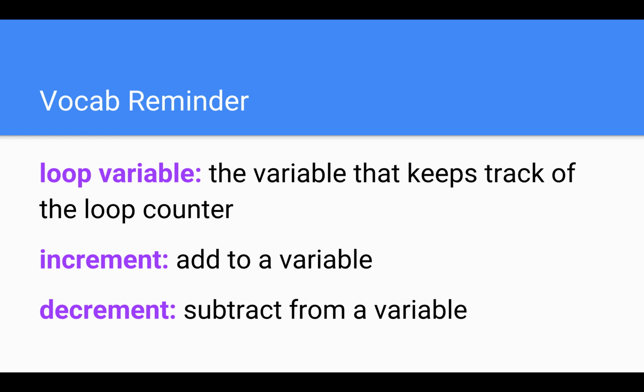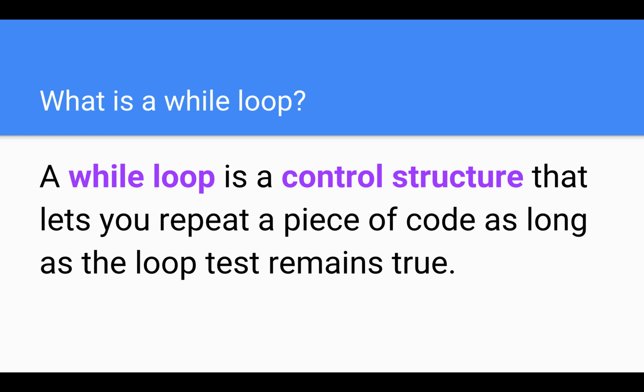Some vocab. A loop variable is the variable that keeps track of the loop counter. Increment means to add to a variable, and decrement means to subtract from a variable. What is a while loop? A while loop is a control structure that lets you repeat a piece of code as long as the loop test remains true. This is different from a for loop in that the number of times it's run is not fixed before it starts.